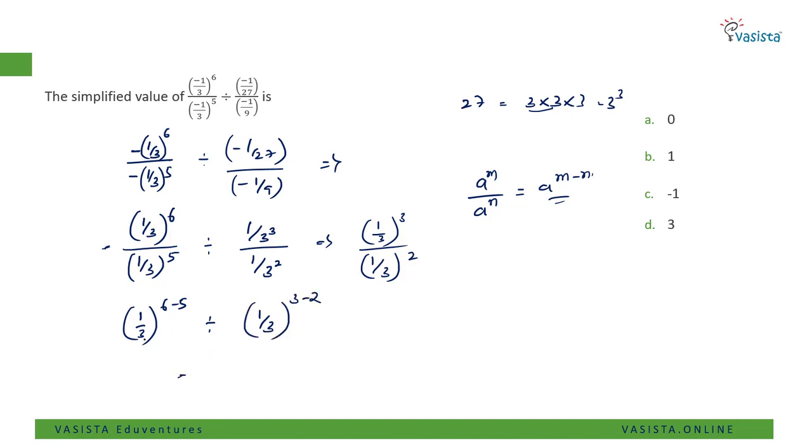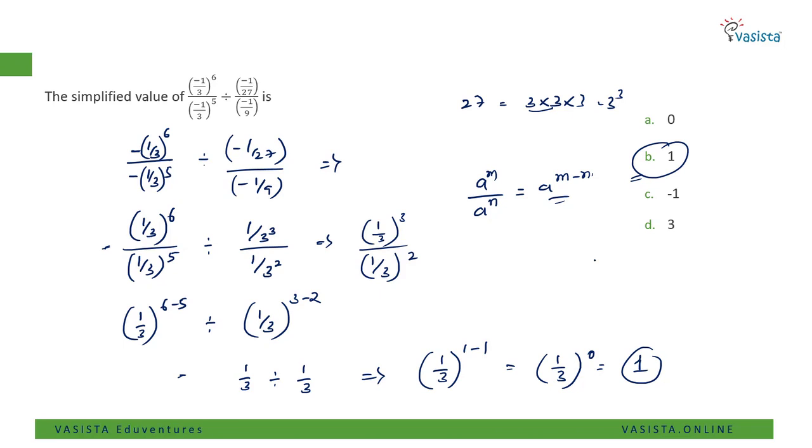So here 1 by 3 to the power of 6 minus 5, which is going to be 1 by 3, that divided by 1 by 3, right? Now 1 by 3, right? So again 1 minus 1 will come, right? Which is nothing but 1 by 3 to the power of 0, which is going to be 1. So option B is the right one, right? So a to the power of 0 is equal to 1, right?